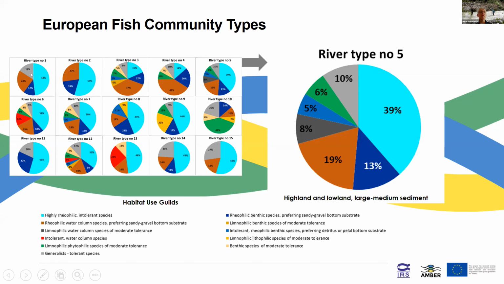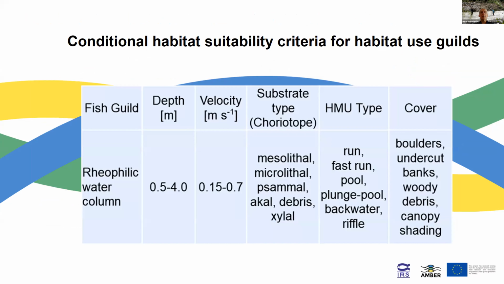So this was our model and our target in this project, that we were building habitat models for the guilds. Now, for each of those guilds, we then identified the mesohabitat level or mesoscale level attributes that are associated with occurrence of those species. So here you see one example that, for rheophilic water column species, we would define depth between 0.5 meters to 4 meters as the preferable, a velocity from 15 centimeters to about 70 centimeters a second, also as the areas that you can find, which we talk about as a distribution. We need a high proportion of values within this area to make the habitat suitable.